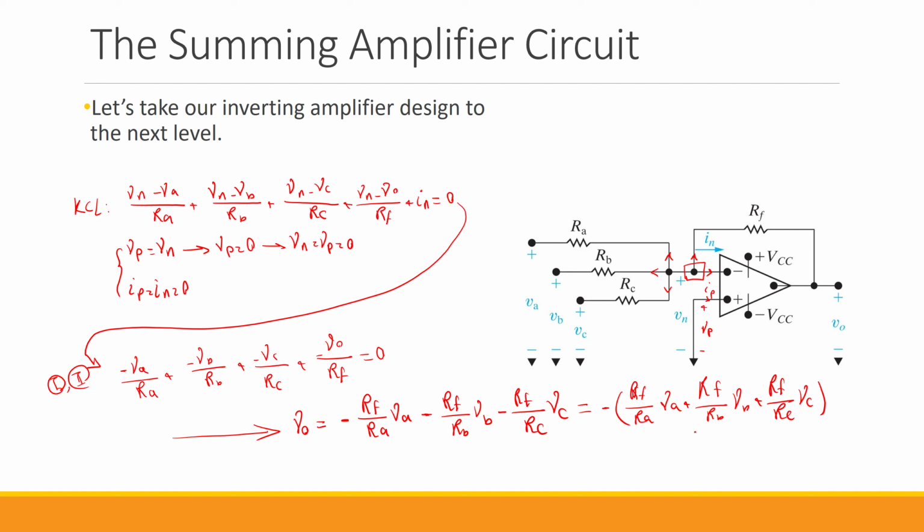Depending on the values for RF and RA, RB and RC, these weights can be different. For example, if all of them are the same, RF equals RA equals RB equals RC, what we have for VO is negative VA plus VB plus VC. That's only one example.